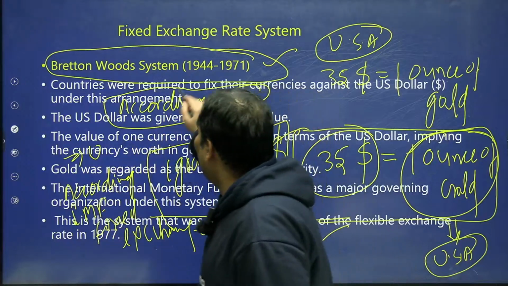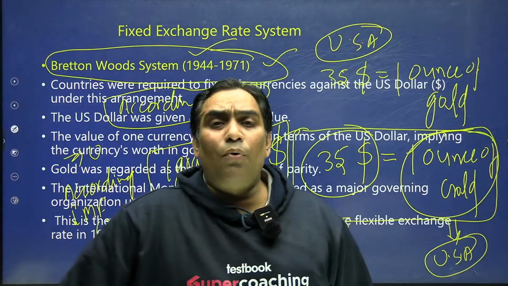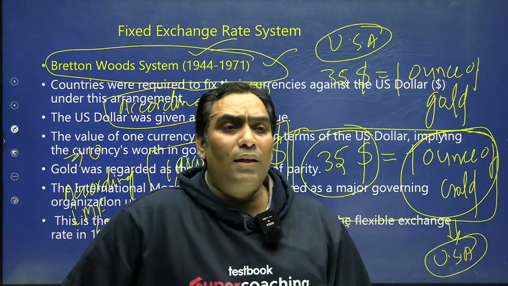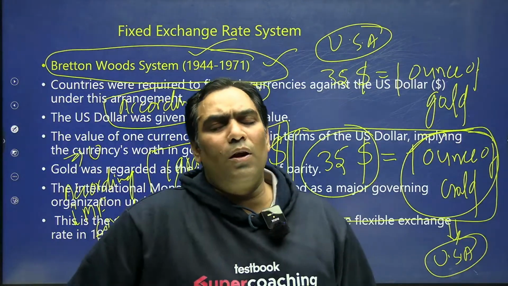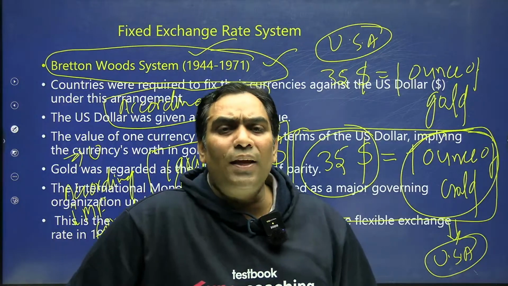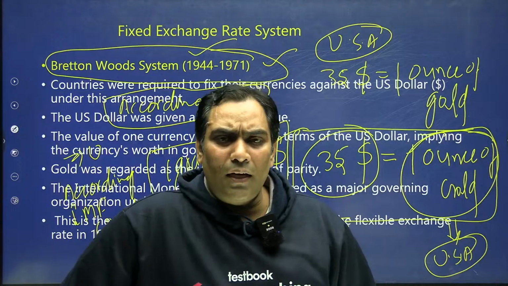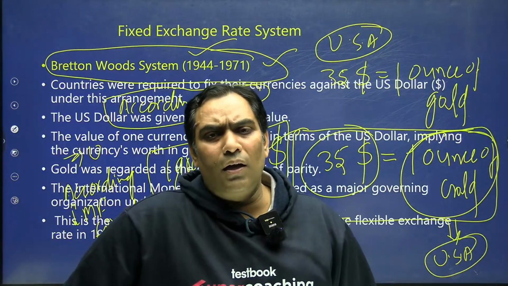Okay, that system is known as the Bretton Woods system. That means the IMF was doing the supervision under the Bretton Woods exchange rate system. That was the fixed exchange rate system. So the value was fixed by the International Monetary Authority, that was known as the IMF, International Monetary Fund.